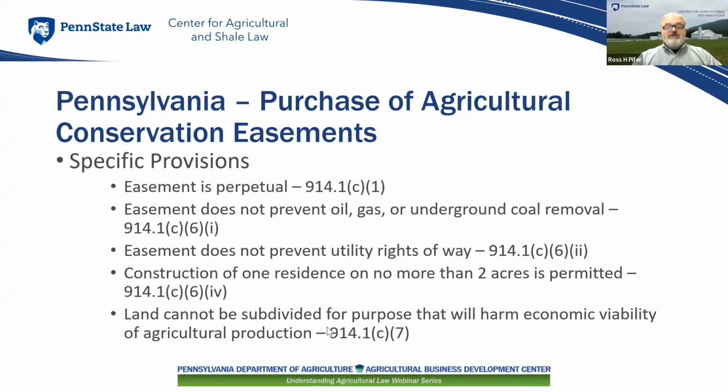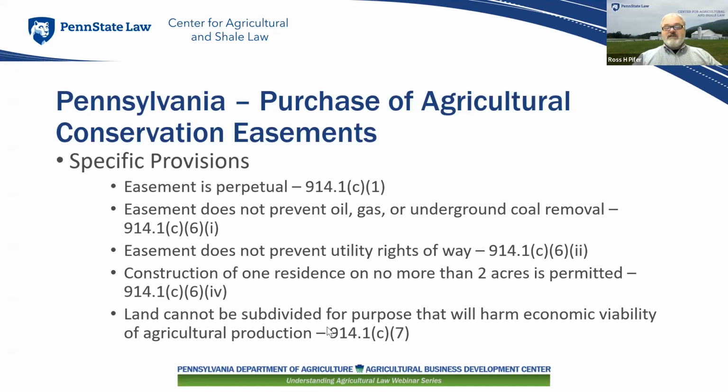Now, as to the issue of subdividing the land or building additional residences, because there often are a lot of questions on that. The language here on this slide comes from the statute, and there is authority during the time of the easement. So after the easement has been imposed upon the land, there is authority to construct one residence on not more than 2 acres. So it does allow for maybe the next generation to have a house that's constructed.